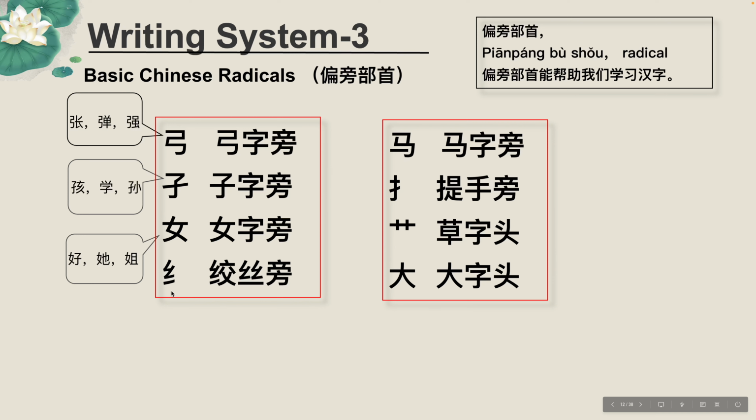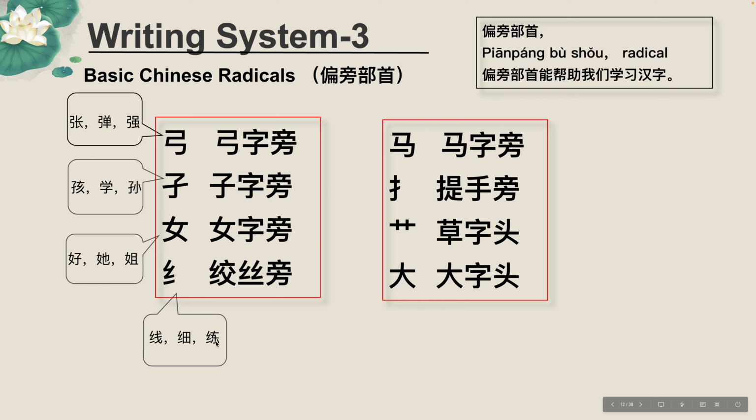The last one is 绞丝旁. 绞丝旁 is related to lines or strings. So we have 线, which means string. 细 means thin. And 练 means practice.